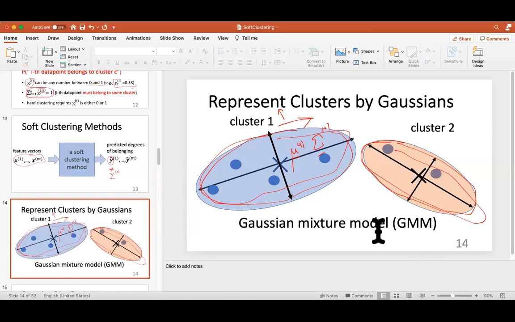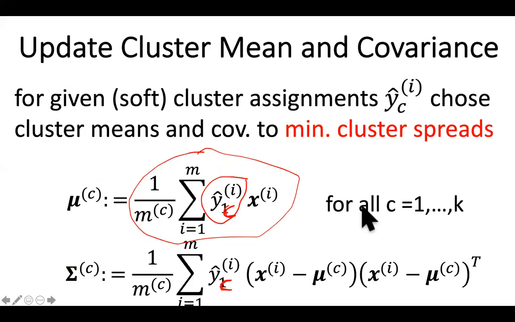And these updates, which minimize the cluster spreads, are summarized here again. So given the current degrees of belonging, or soft cluster assignments, we can evaluate these formulas and get new cluster means and new cluster covariance matrices. Okay, what is the problem in practice? Remember, the clustering algorithm reads in as input only the feature vectors xi. So can we evaluate the first step just by using the input? The input are the feature vectors.